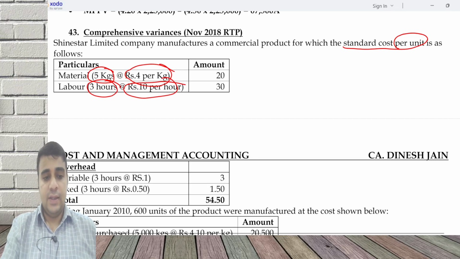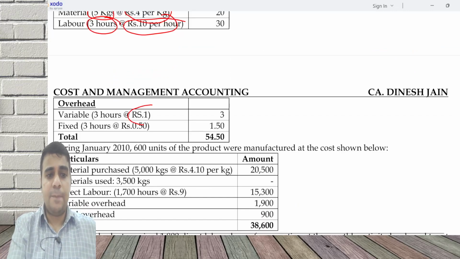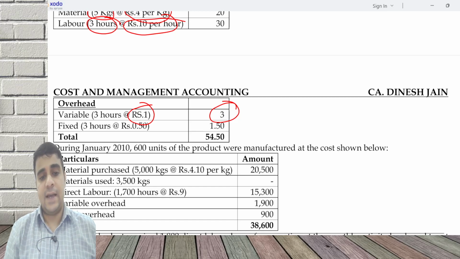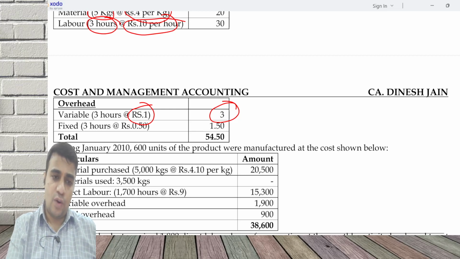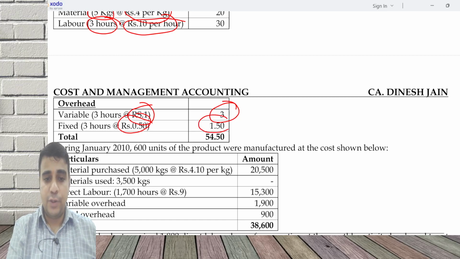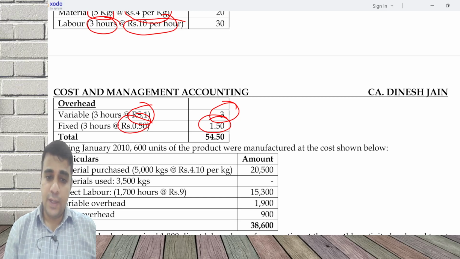Variable overhead 3 hours is equal to 1 unit and SR per hour is 1 rupee. SR per unit is 3 rupee. Fixed overhead SR per hour is 0.5. SR per unit is 1 rupee 50 paise.